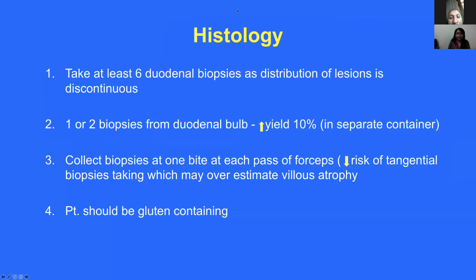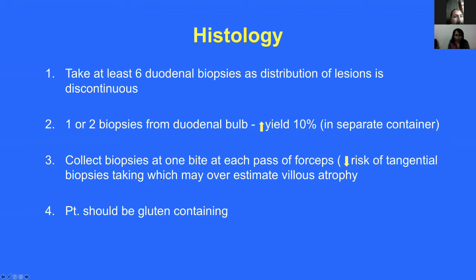At least we should take 6 duodenal biopsies. As the disease is patchy to begin with, multiple biopsies need to be taken. And 1 or 2 biopsies should be taken from the duodenal bulb. It has been seen that this increases the yield in patients with celiac disease. The biopsies should be taken one piece at a time. This is very important. As gastroenterologists, we must not use multi-bite forceps in which we take 2 to 3 biopsies in one shot, because tangential biopsies by multi-bite may overestimate villus atrophy.